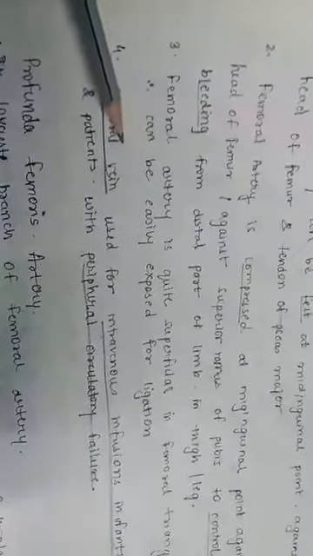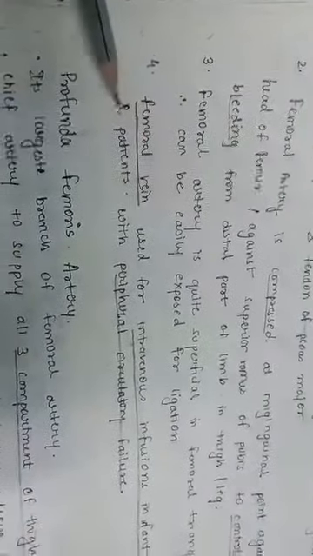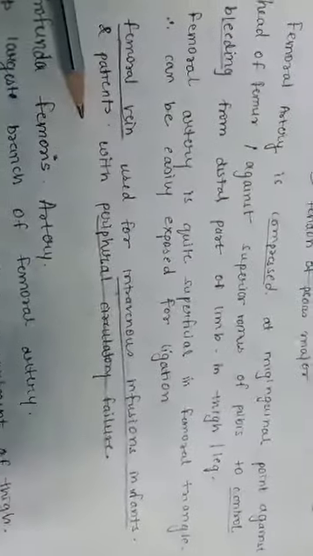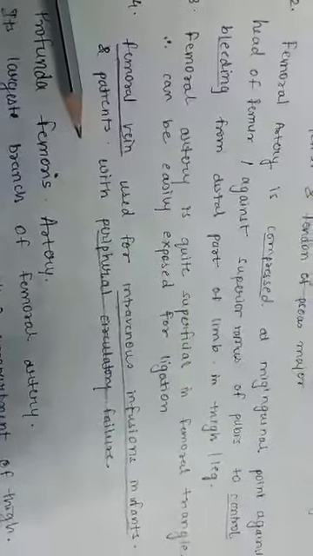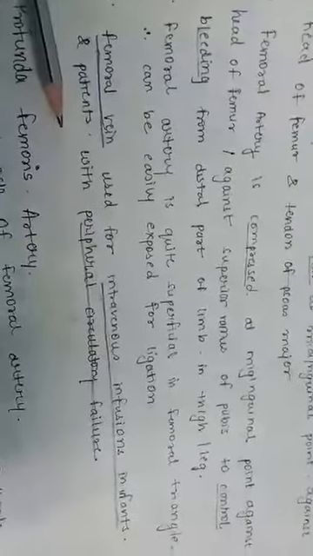Now, the femoral artery is quite superficial in the femoral triangle. Therefore, it can be easily exposed for the ligation during heart surgeries. The femoral vein is used for intravenous infusions in infants and in patients with peripheral circulatory failure. That's all for the femoral artery.